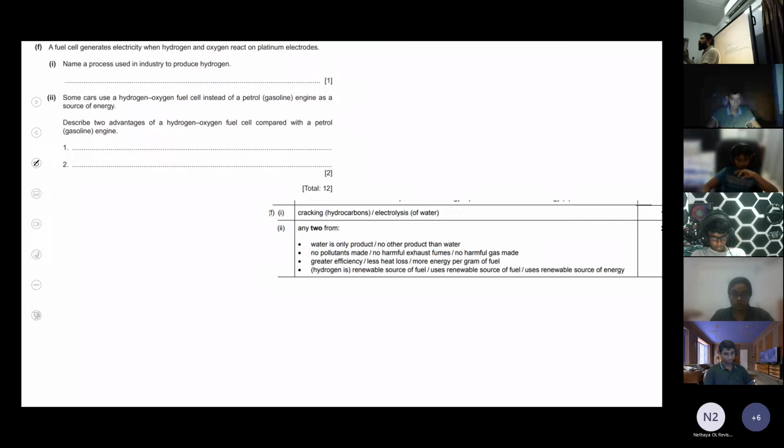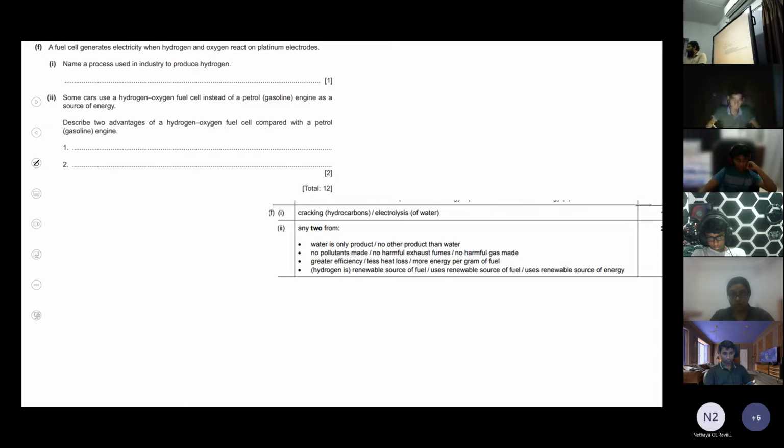So cheaper here. How is it cheaper? Hydrogen fuel cell is cheaper than petroleum. That's wrong, right? Hydrogen fuel cell is not cheaper. Again, why cheaper? Fuel cell is cheaper. Fuel is cheaper. It depends. Why? Some countries make hydrogen from electrolysis of water. That's kind of expensive, right?